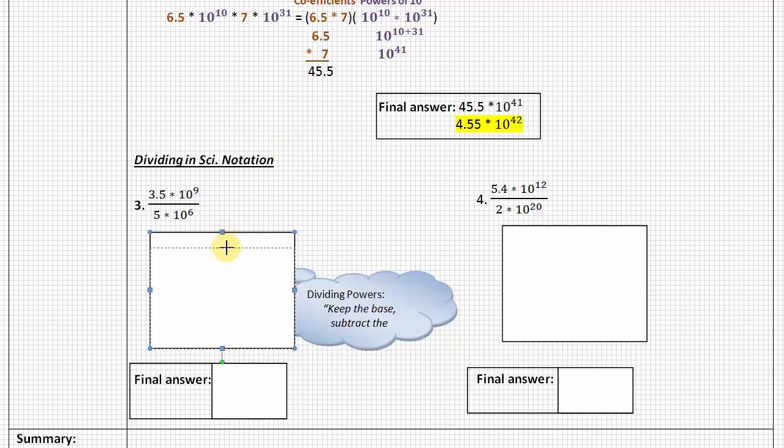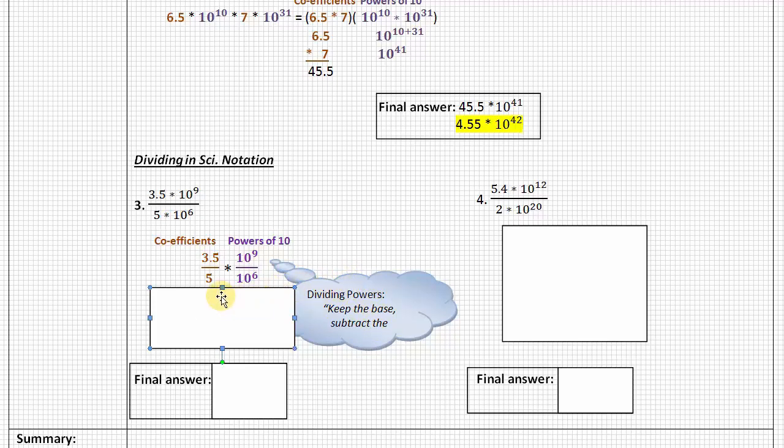So I've gone ahead and separated it, since we deal with it separately, into two problems where we're dealing with the coefficients, right? Basically just separated it here. And then dividing our powers of 10. And with our powers of 10, we can remember our dividing powers rule from laws of exponents.